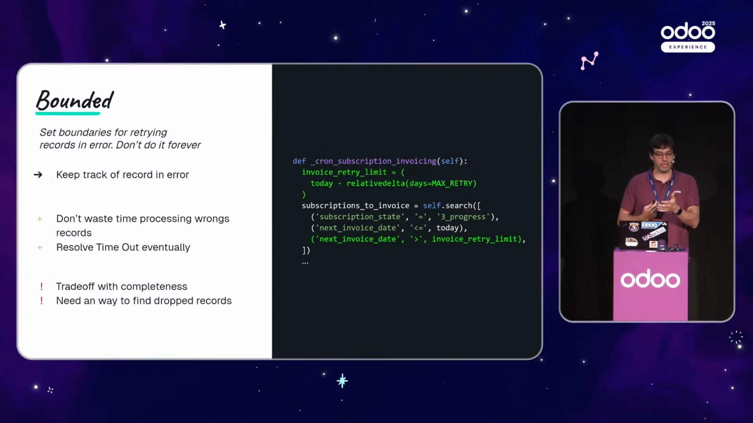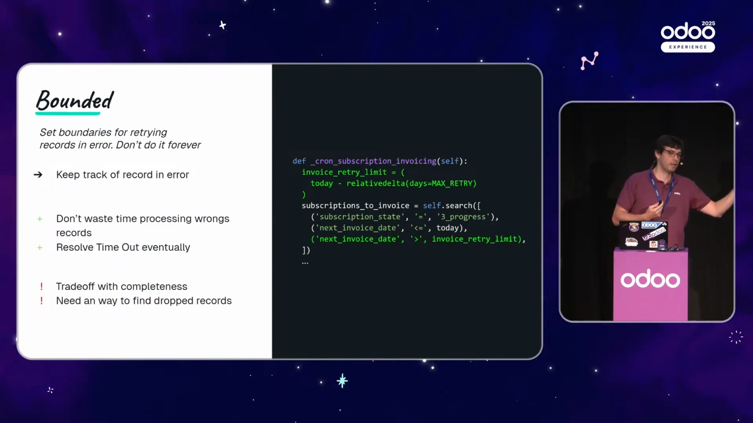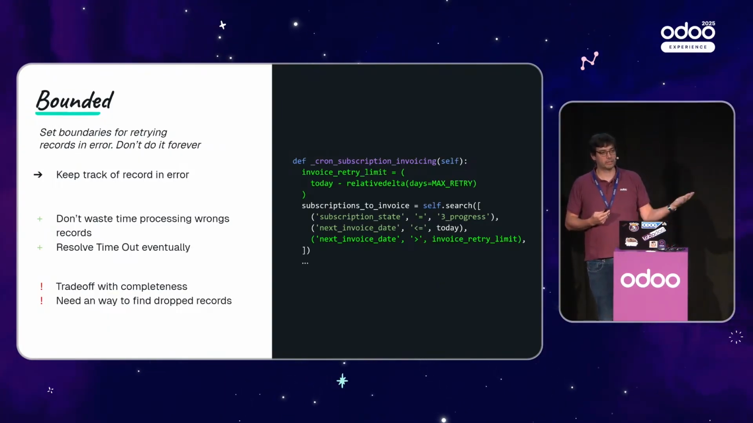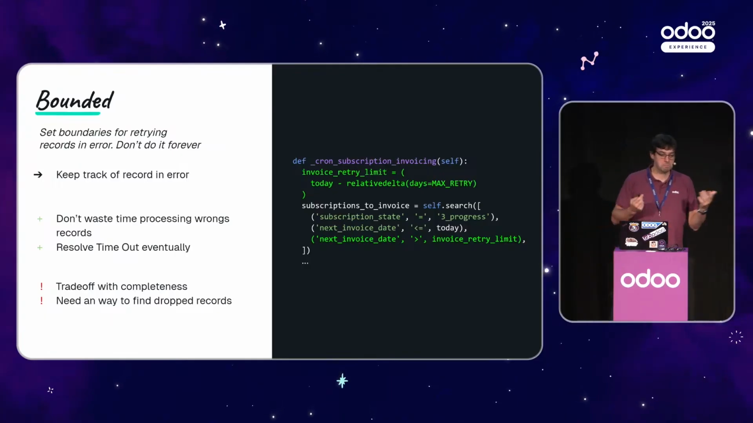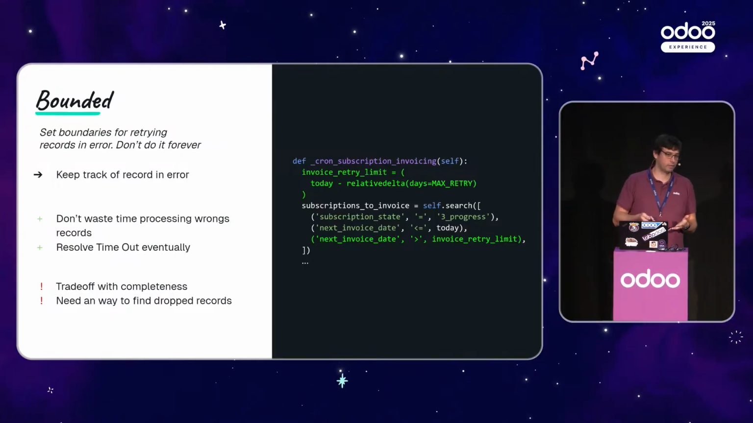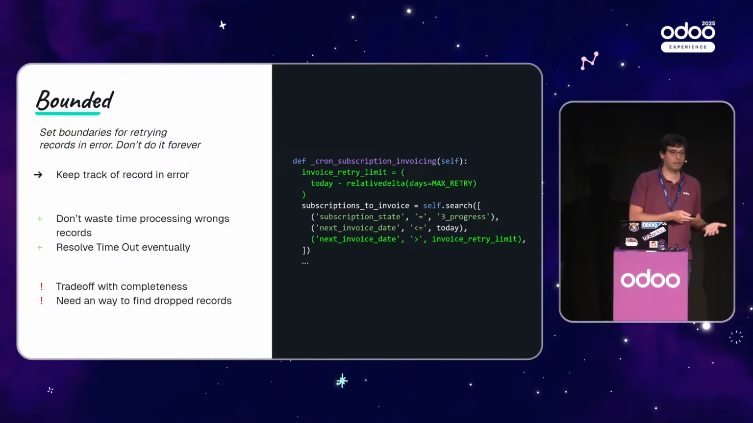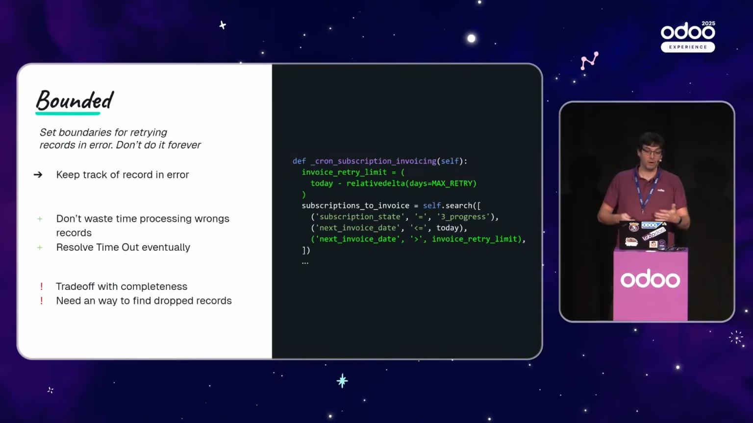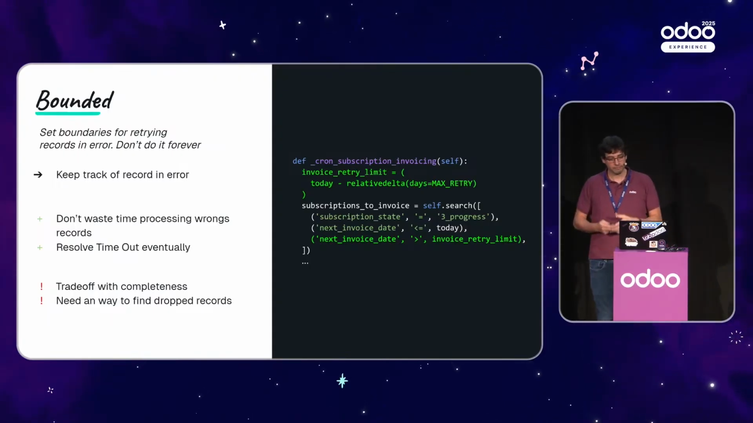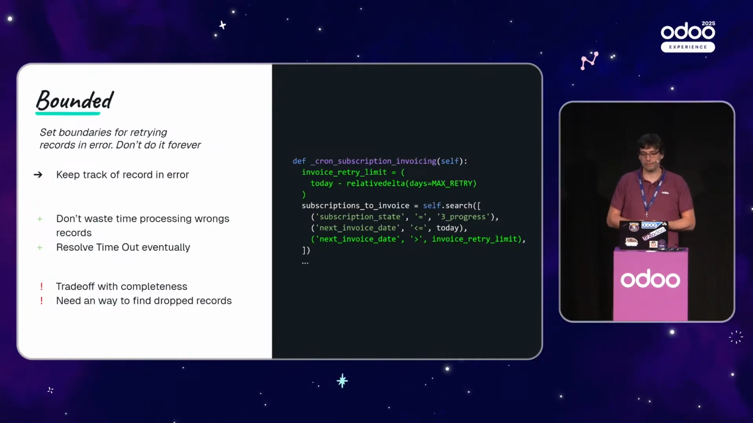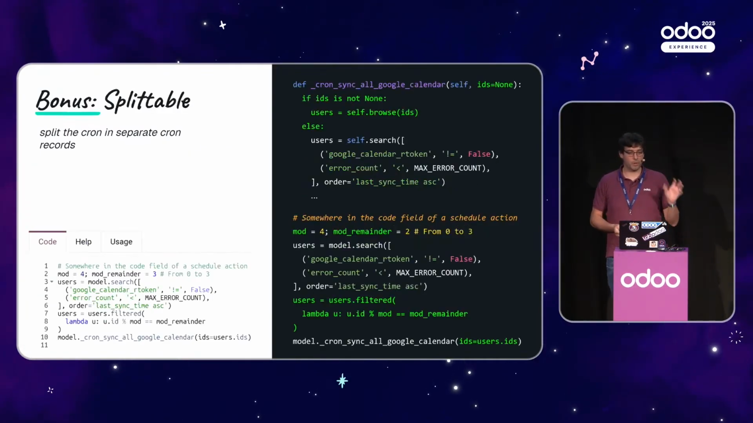With the subscription invoicing, it's easy. It's the next invoice date, which is lower than 15 days ago. For the calendar synchronization, we had the error count. So usually, when you keep track of the error, it's easy to find them. But don't forget that those records should be handled manually. The data may need to be corrected, or your code needs to be corrected. In both cases, you need a manual intervention.